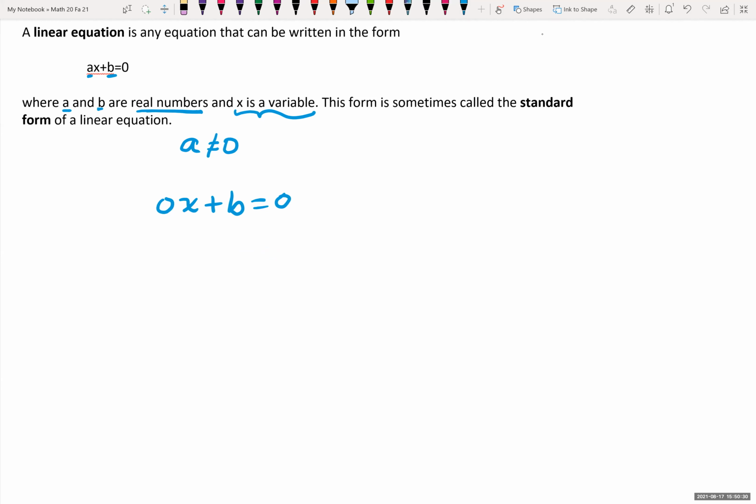Linear equations, we'll talk about degrees of polynomials. In a linear equation, the degree of our variable is 1. The exponent of that variable is 1.